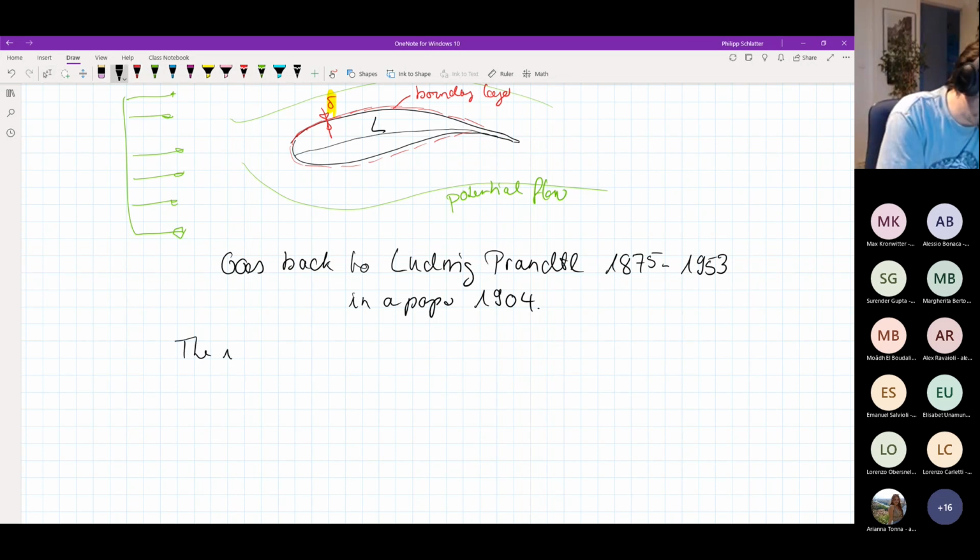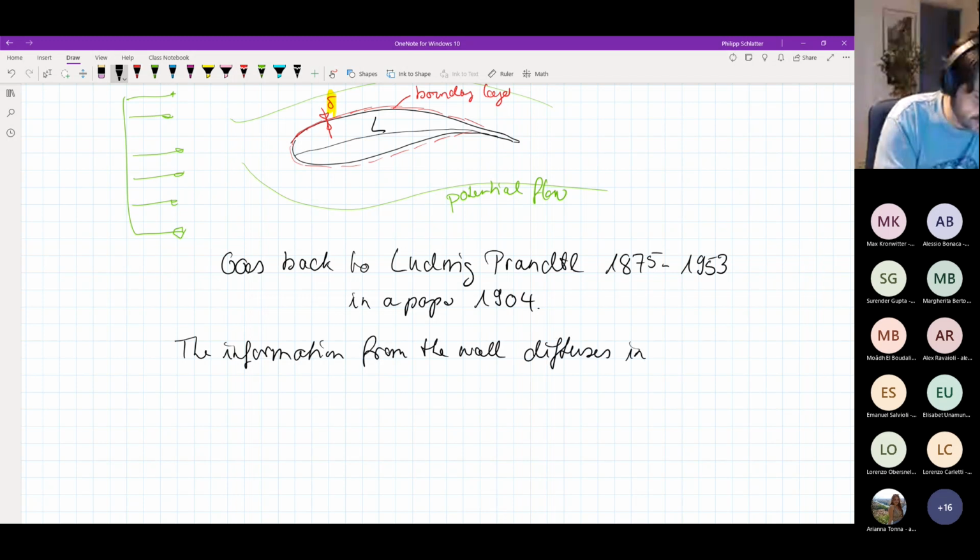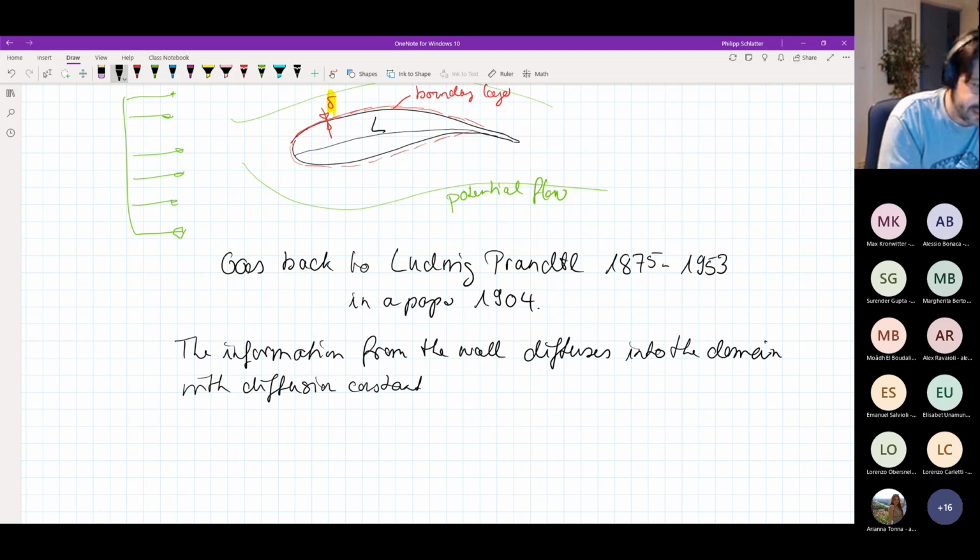Essentially, it means that the information from the wall, and in this case, with information, I mean essentially the no-slip boundary condition, diffuses into the domain, and it does that with a certain diffusion constant. And this diffusion constant obviously is the viscosity eta. So that means that here I have a no-slip boundary condition, so I need to slow down the flow to be zero. This is an information that kind of diffuses away with this constant eta.